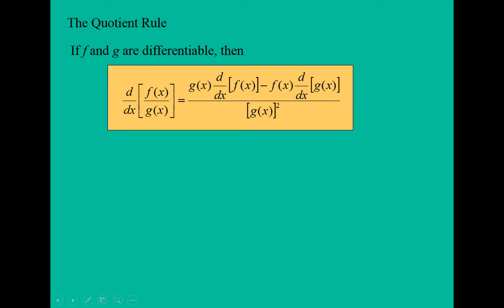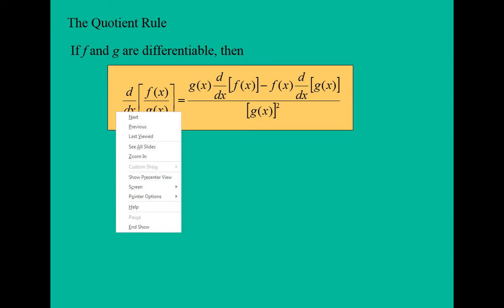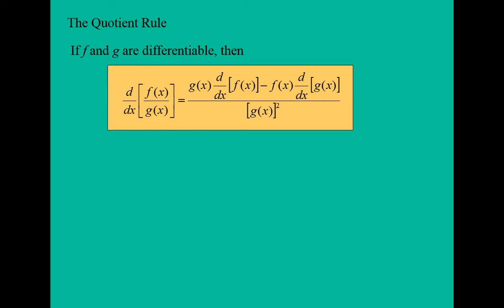And again, that's just how I say it to remember. I say the bottom times the derivative of the top minus the top times the derivative of the bottom all over the bottom squared. Now we do have to be careful with this one. We can't switch the numerator around because subtraction is not commutative. So we have to put it in this order. Now you will hear some people use a different technique to remember this.